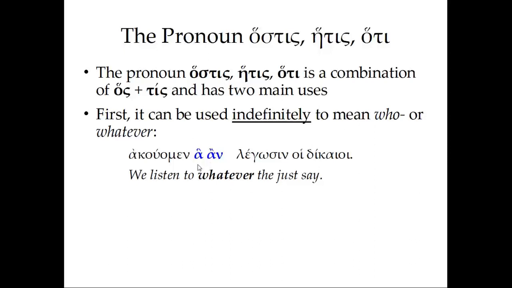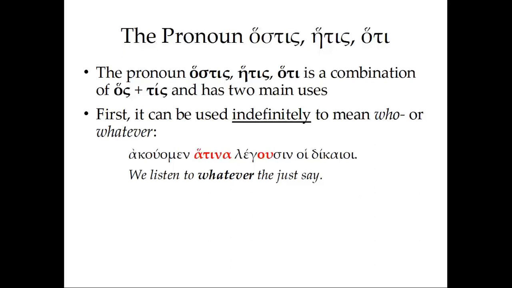So we have our relative pronoun, it's neuter plural, nominative accusative in this case, plus our little particle an, and our subjunctive, our present subjunctive, legō, with that lengthened omega there. Now this is one way to say whatever, whoever, whomever, but another way to say the same thing is to use the correct form of hostis, hētis, ho ti. So we need to find the correct form of that, which is basically also neuter plural nominative accusative.